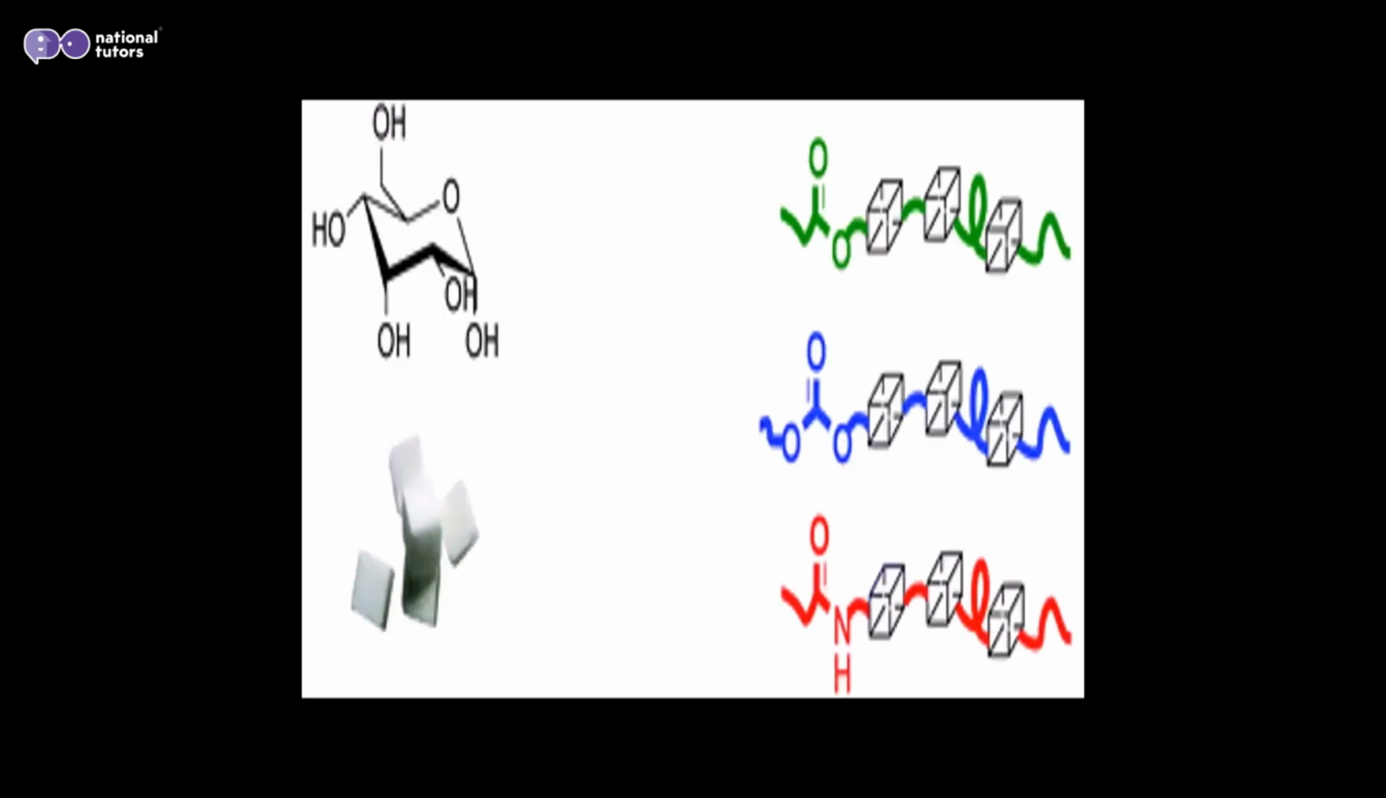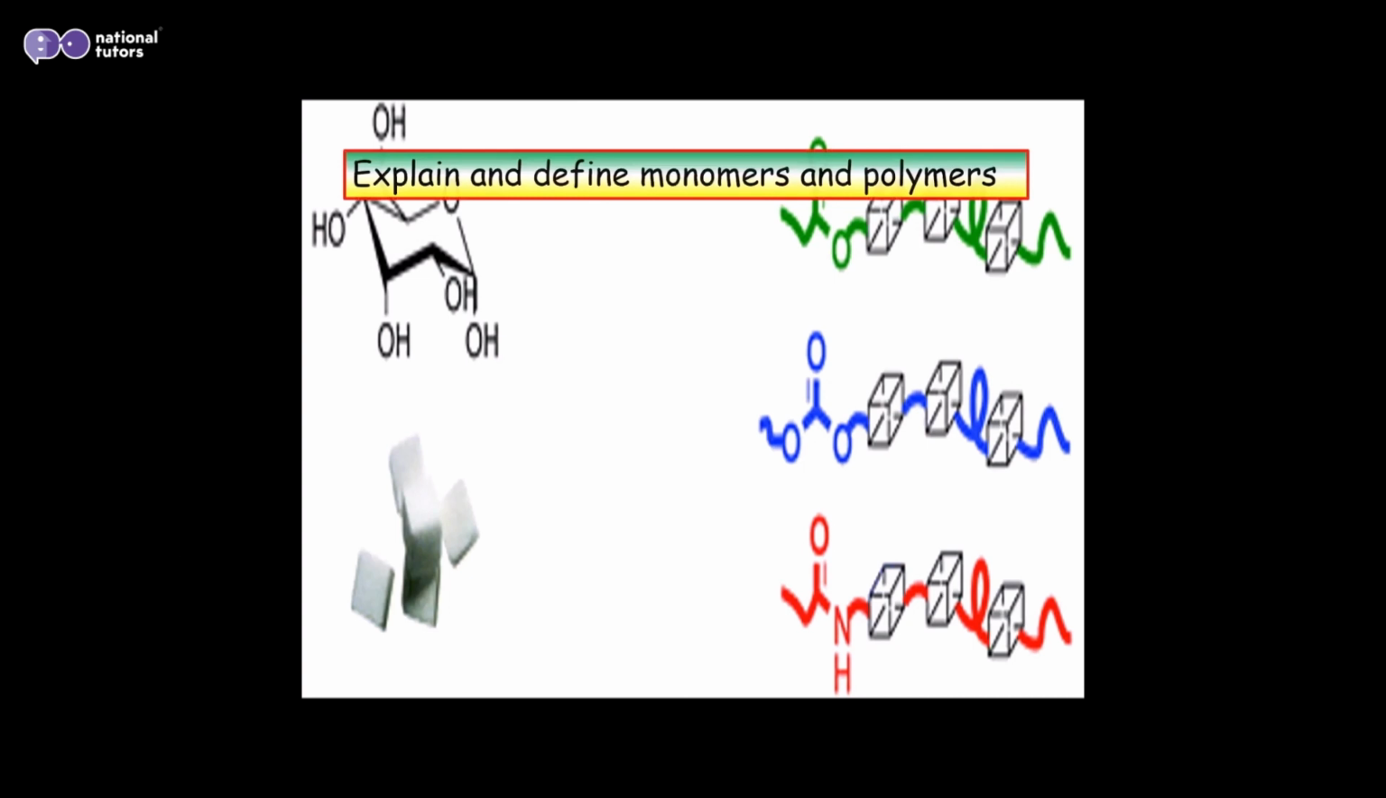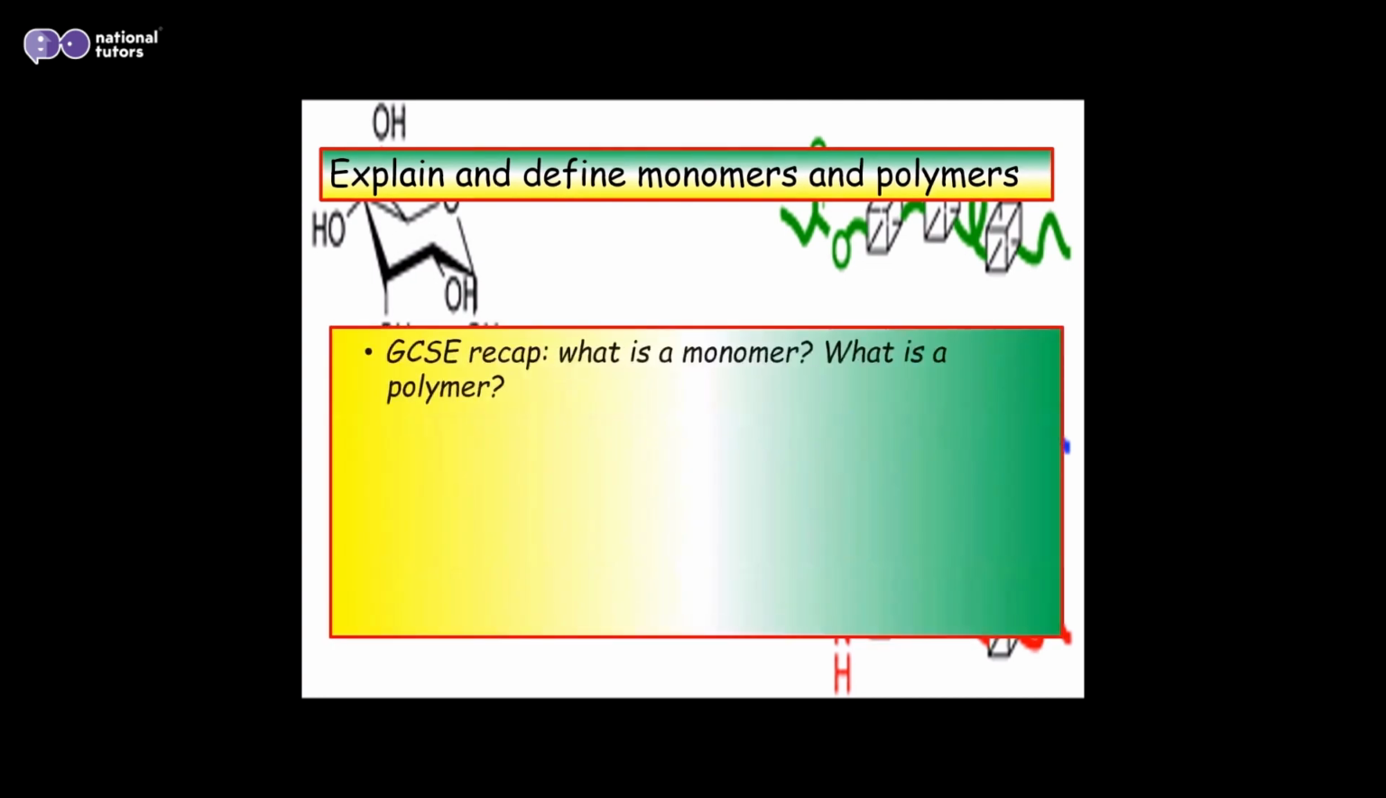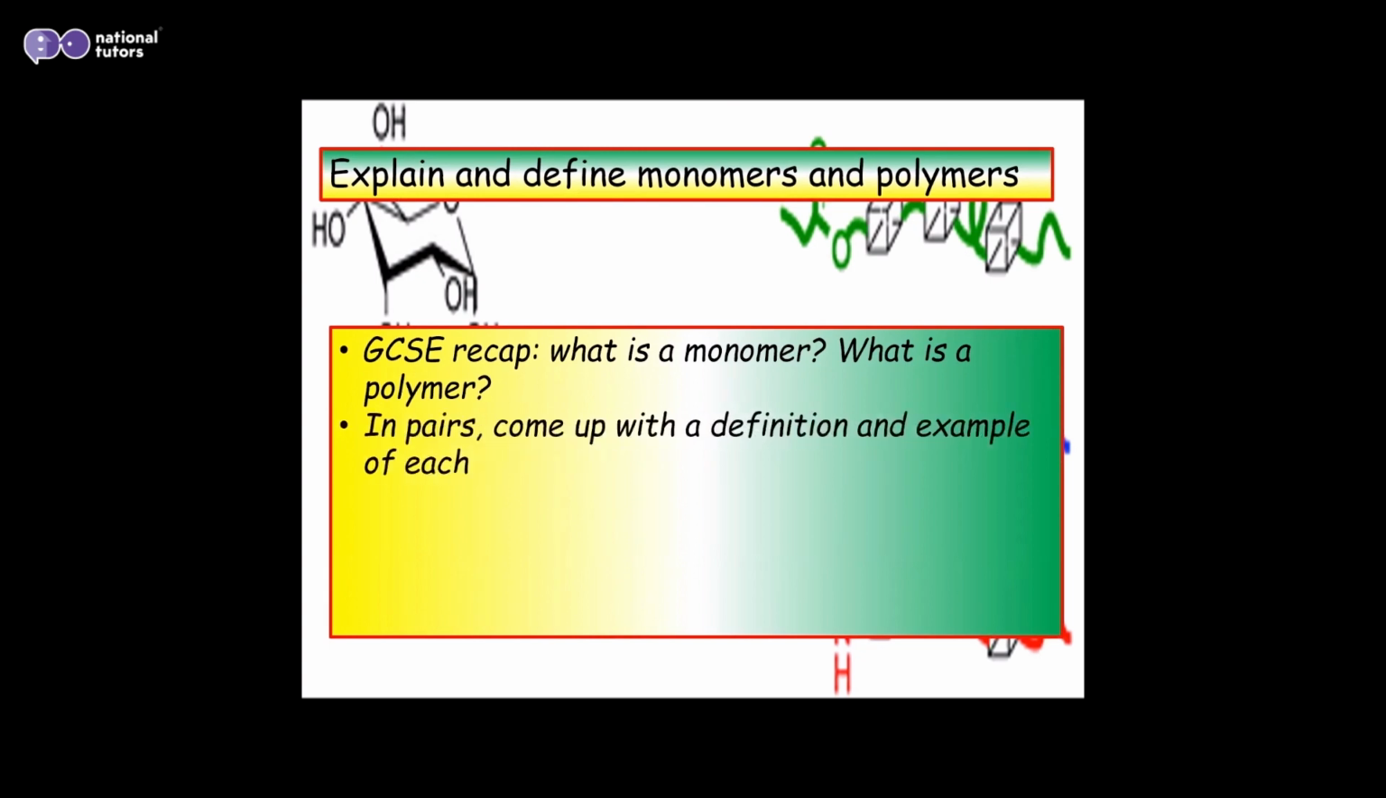So I'm going to start with a GCSE recap. This is nice and simple. I just want you to think about the following. You should have covered this in GCSE chemistry. So you've got monomers and polymers, and I just want you to have a think about what's a monomer, what's a polymer, and then I want you to define what they are. So come up with examples of them. I've said in pairs there because I actually use this when I'm teaching, but obviously think about it yourself. Come up with a definition and example. So pause it here, have a think about it, and unpause it when you're ready to move on.